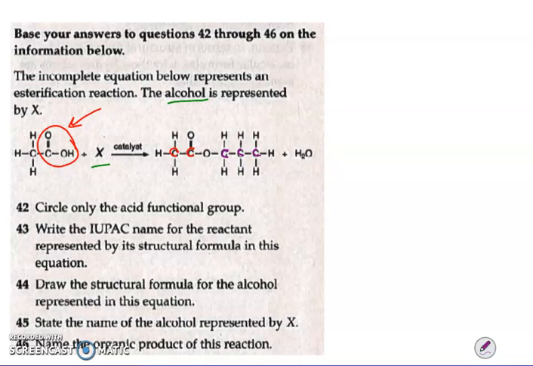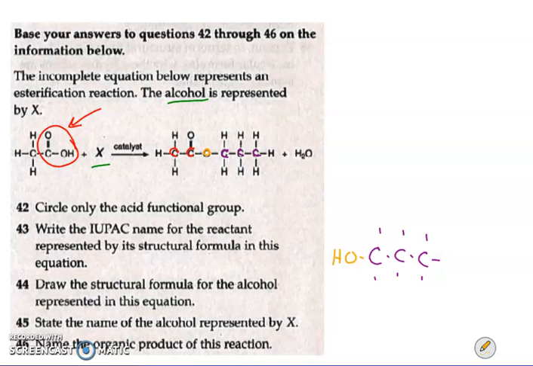44 says draw the structural formula for the alcohol represented in this equation. The alcohol must have had 3 carbons, so it had 1, 2, 3 carbons. Those ends are saturated, and you had the OH here, the O right here. That part was the alcohol, a 3-carbon alcohol. Number 45 says state the name of the alcohol represented by this. That is going to be a propanol, and more specifically, the alcohol is on the first carbon, so it's going to be 1-propanol, or propan-1-ol.